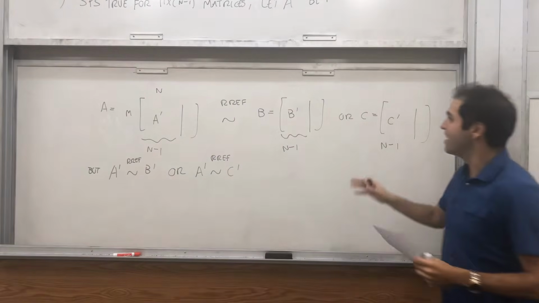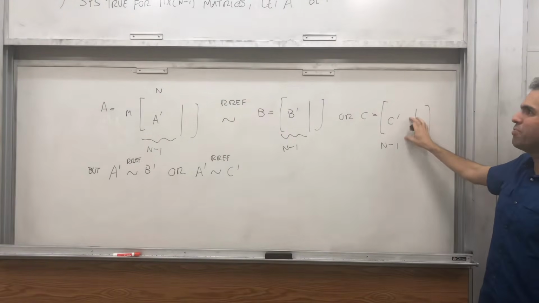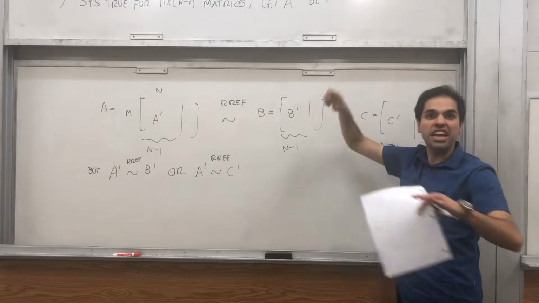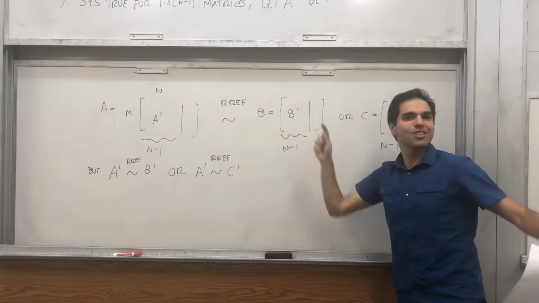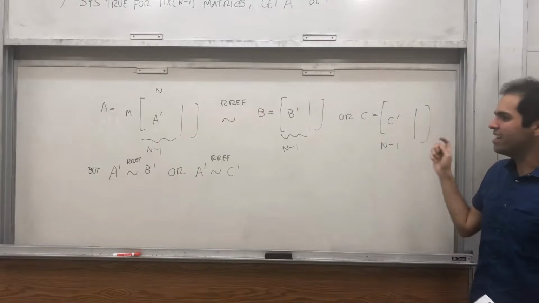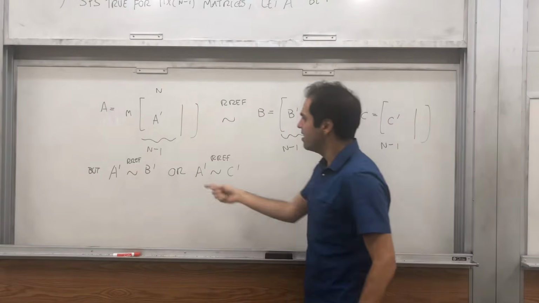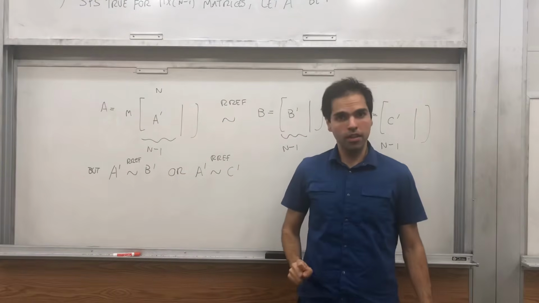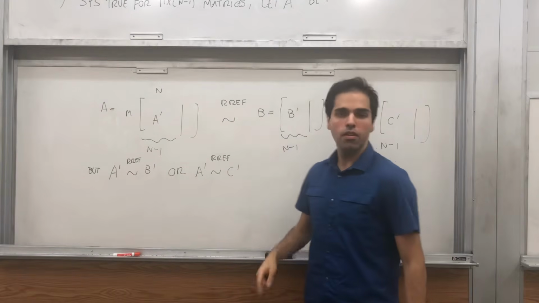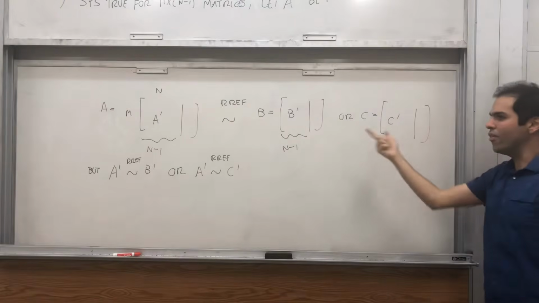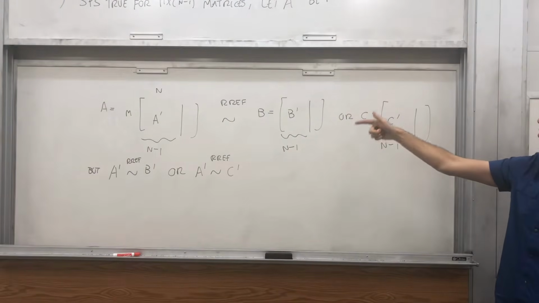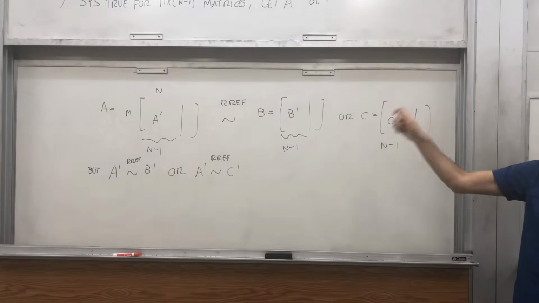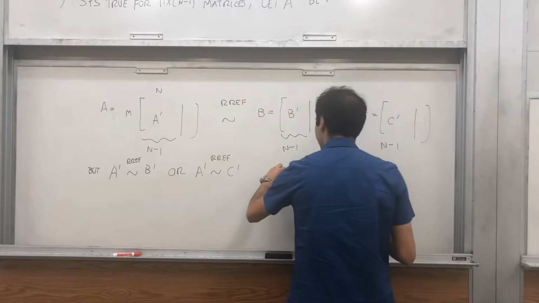But here's the thing. A prime, B prime, C prime, they're smaller matrices. In particular, they're in the induction zone, which means we can apply our induction hypothesis to it. And the induction hypothesis says there's only one reduced row echelon form, which means the only way we can reduce row echelon form A prime to B prime or C prime is if both of them are equal.